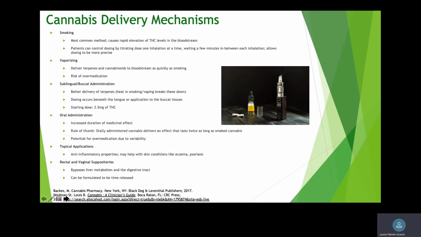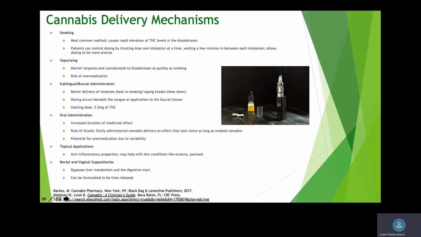Now we're going to talk a little bit about cannabis delivery mechanisms. So, smoking is probably the most common method that we see and hear about. This causes rapid elevation of THC levels in the bloodstream. And this really does give patients some control over the dosing because they can titrate their dose one inhalation at a time, waiting a few minutes in between each dose, and basically increasing themselves until they are at the effect they want.